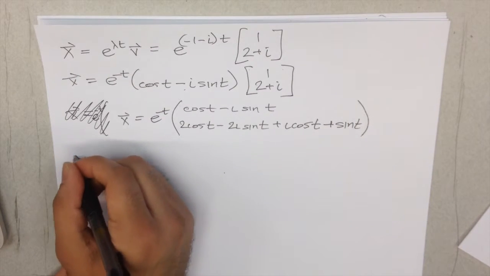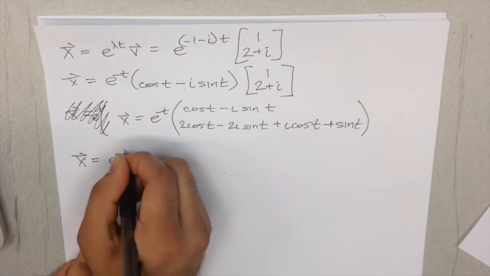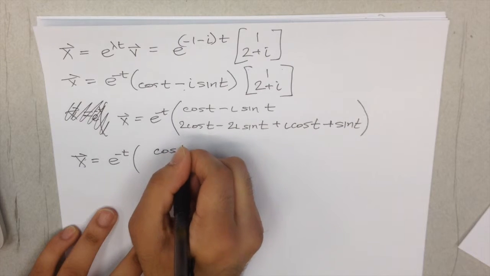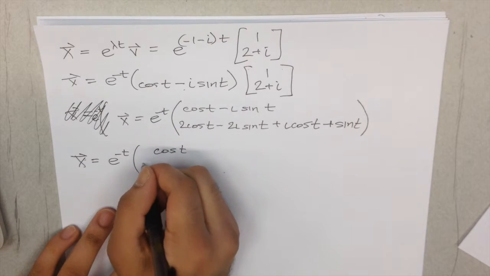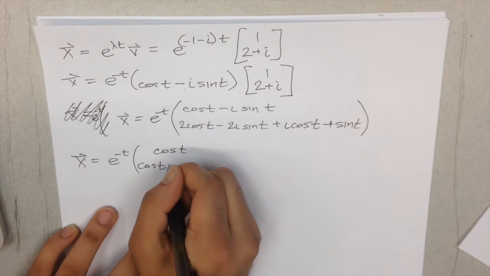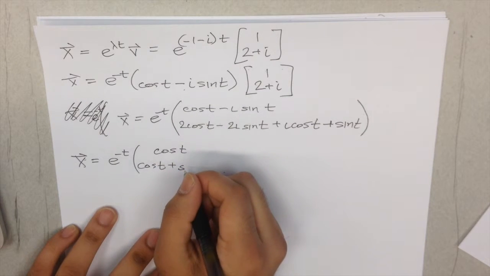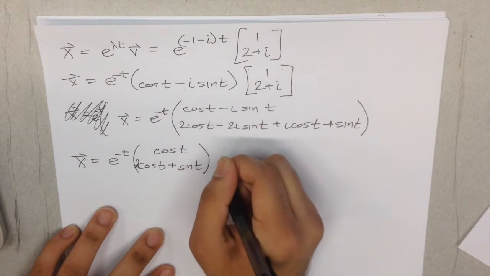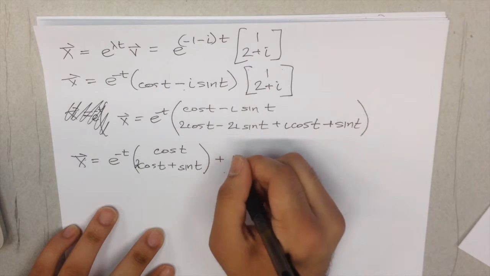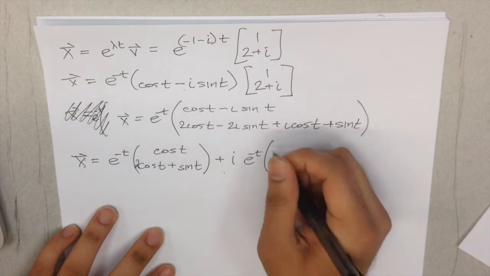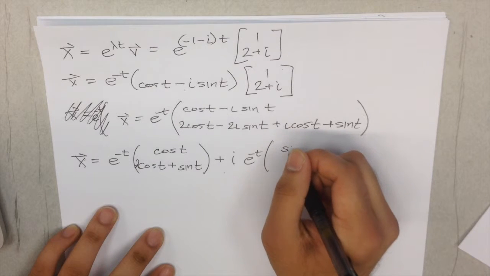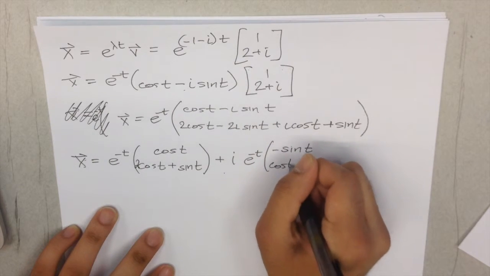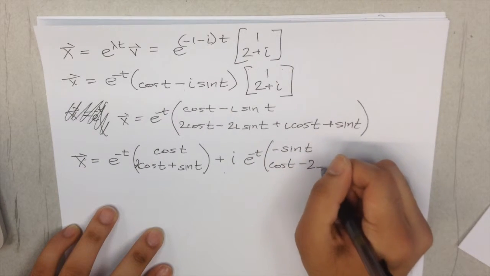Then when we separate the imaginary and the real parts, we get e to the negative t cosine t plus sine t. Actually, let me just say 2 cosine t plus sine t, plus I e to the negative t negative sine t, cosine t minus 2 sine t.